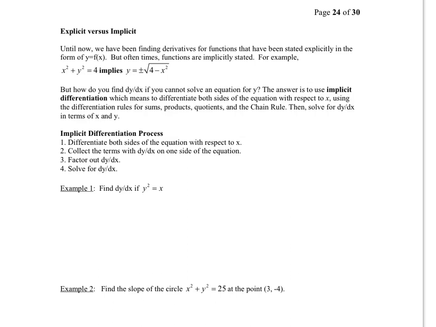So the implicit differentiation process is to differentiate both sides with respect to x, or the variable, but for the most part we're going to be using x. Collect all the terms with dy dx on one side of the equation, factor out dy dx, and solve for dy dx. So we're going to go through this process with example 1, y squared equals x. Technically we could isolate y and get two equations, y equals root x and y equals negative root x, but we're going to go ahead and just do this implicitly.